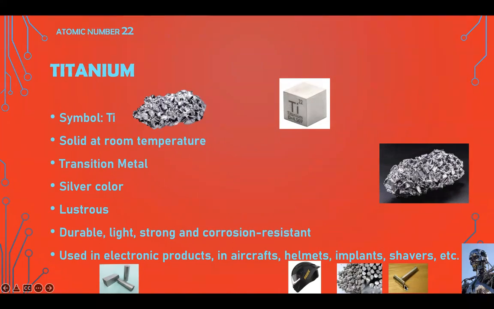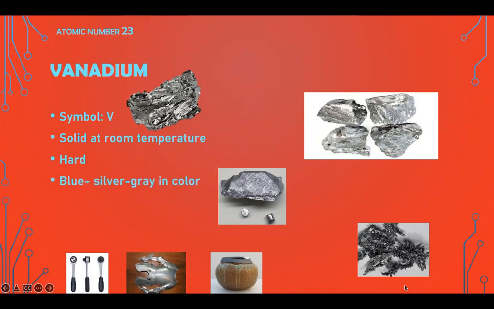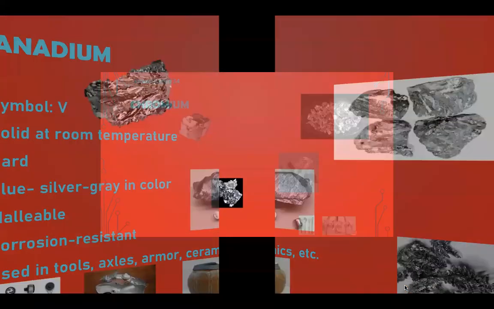Did you know the Terminators from the Terminator franchise were made of a titanium alloy? Of course, they are science fictional for now. Vanadium. Vanadium symbol is V. It's a solid at room temperature. It's very hard. It has a blue or silvery gray color. It kind of has like a bluish tinge. Vanadium is malleable. It's corrosion resistant. It is used in tools, axles, armor, ceramics, etc.